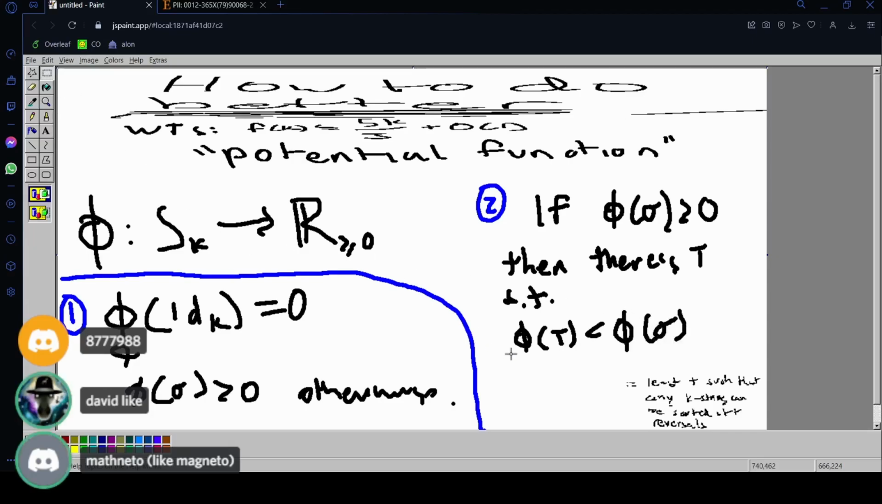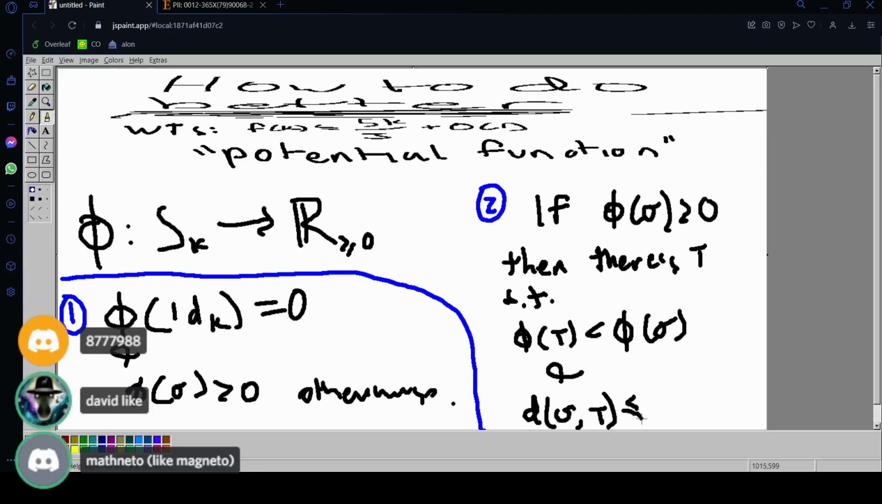I'm gonna get rid of this now. Sorry, Alex, I know it's really helpful for you. And basically, the second thing is that the distance, or essentially the number of reversals that we use to get from sigma to tau, is at most the difference of their potentials.